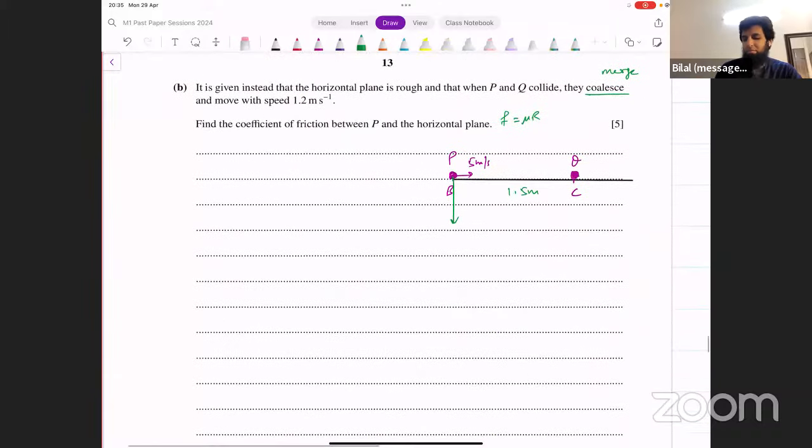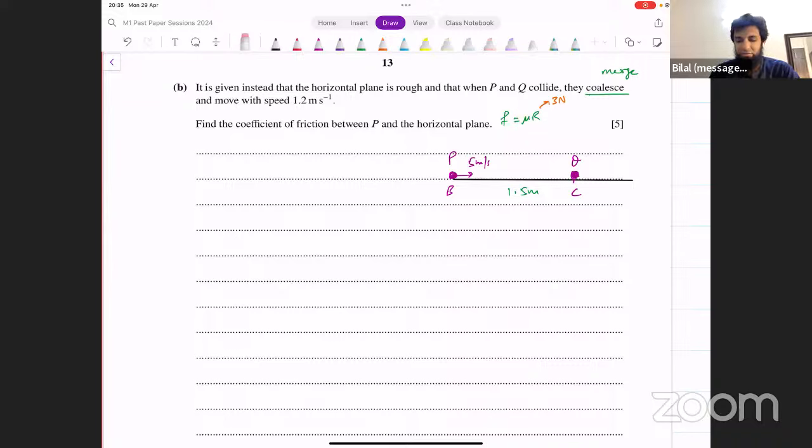right? There's no other vertical force acting on the horizontal plane. So if weight is 3 Newton, reaction is also going to be 3 Newton. So we know about reaction, that reaction is 3 Newton. So this R value is 3. The only problem is we don't know what the friction is. Once we can find friction, we can say F equals mu R, and we can find the value of mu from that. So the only problem is finding the value of friction somehow.